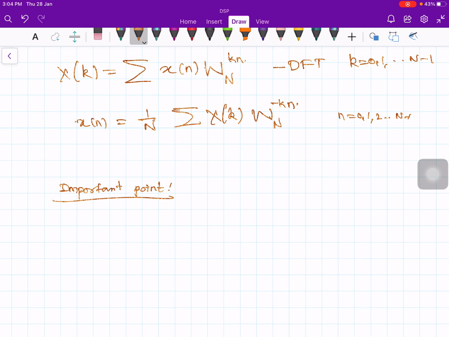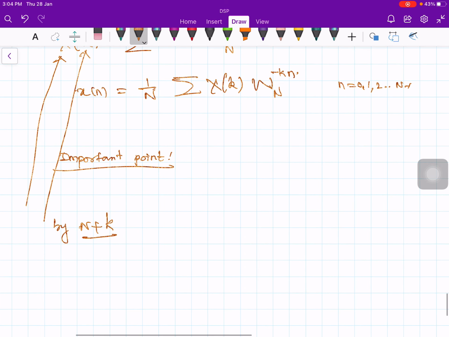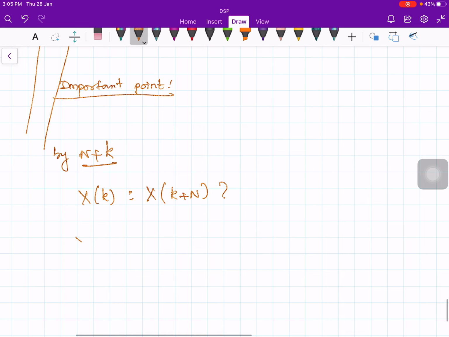Okay, now in X of k, if you look at this equation, if I increment the small k by 2 pi or by N plus k, what is going to happen? Does it change? No. I have X of k. Now the question is, what is the value of X of k plus capital N?